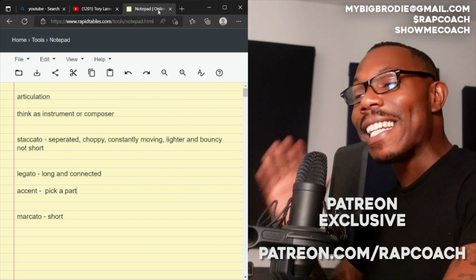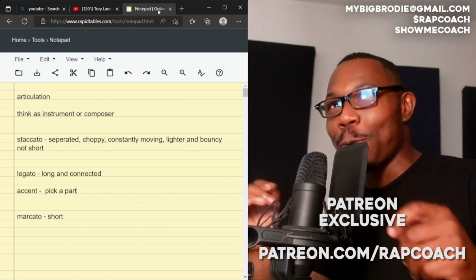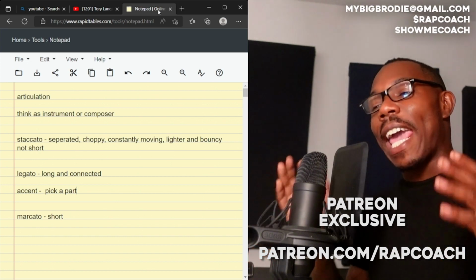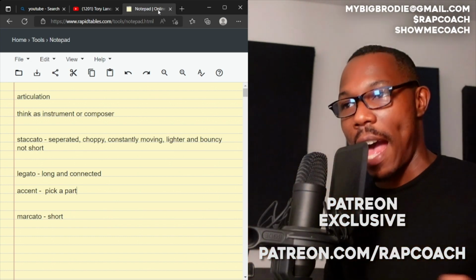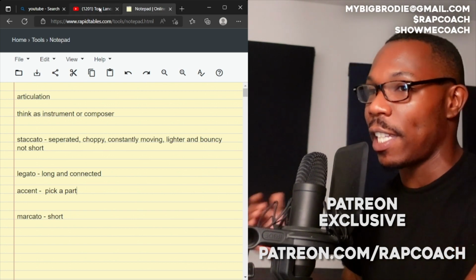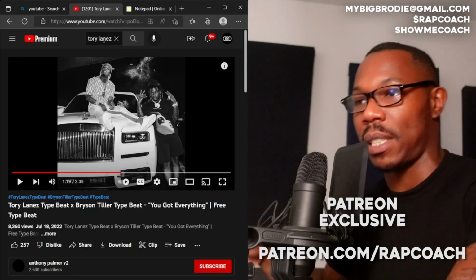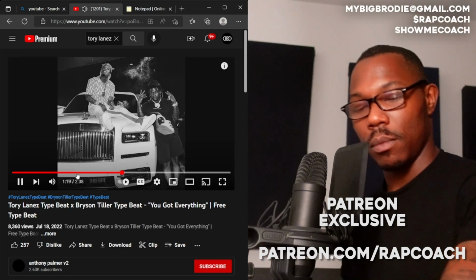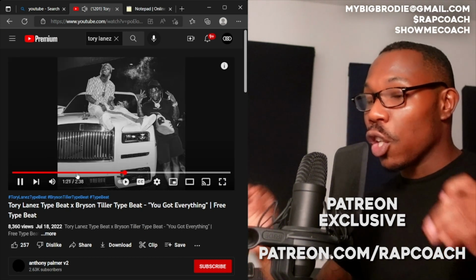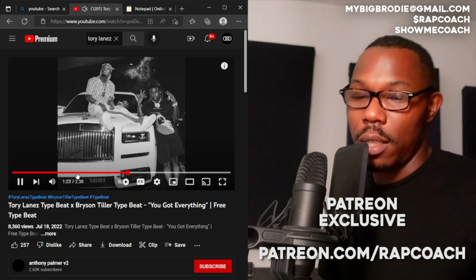Now, next is the legato. And that's what I did when I switched the flow out. And legato is just simply long and connected lines. So it's the complete opposite of what the staccato is, basically. All right, long and connected.